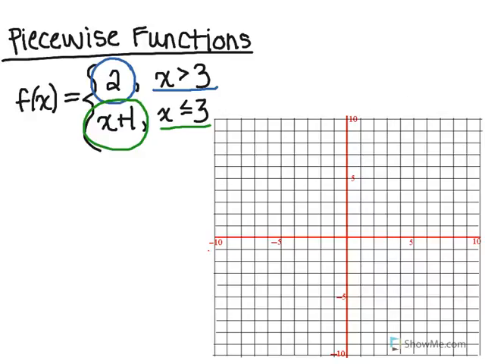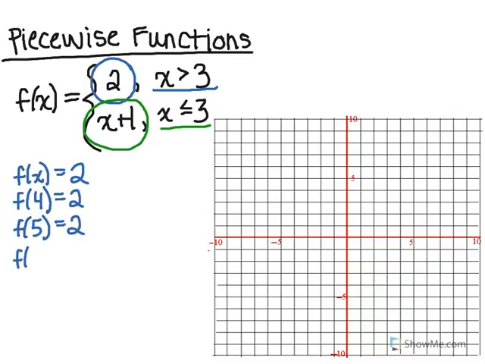And let's start by looking at the first one. So f of x, the first function, is essentially just equal to 2. And so that's for any x value that's greater than 3. For example, if we had f of 4, well, since it's just a constant function, the output's always 2. If we had something like f of 5, the output would still be 2, and then so on.